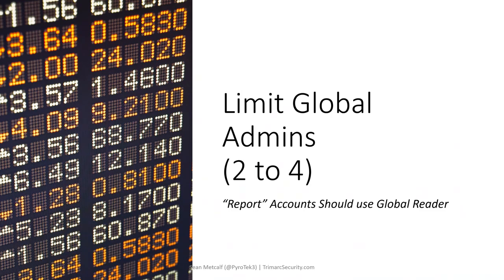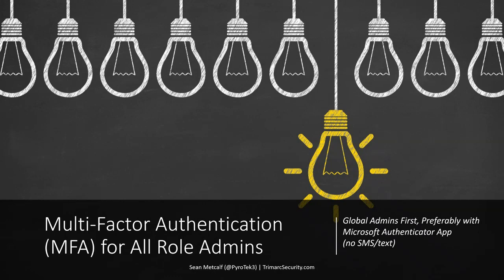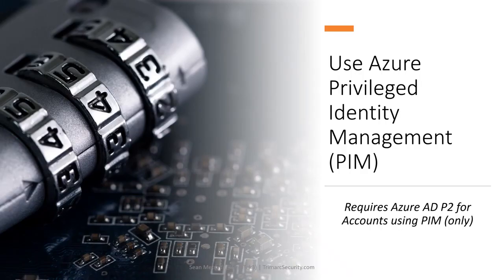So I highly recommend that you use the Global Reader role for anyone that just needs to see it, but then work on individual service role administration. And make sure MFA is configured for all the role admins. Start with global admins first, preferably with the Microsoft Authenticator app and no SMS or text options. This is a good way to protect the accounts and make sure that the administrators associated with these services within Office 365 are well protected. But ultimately, the best way to do this is using Azure AD Privileged Identity Management.